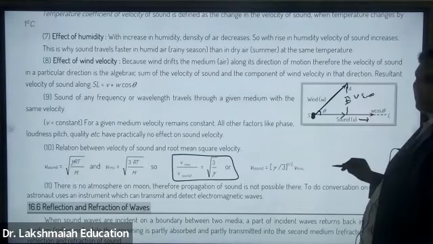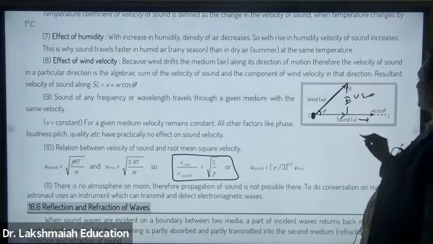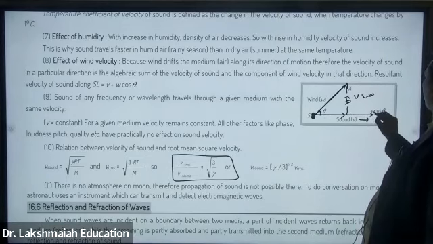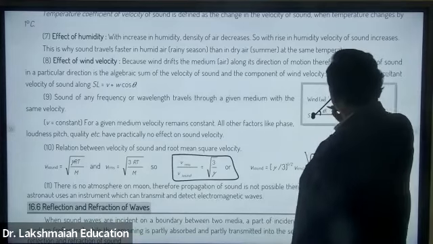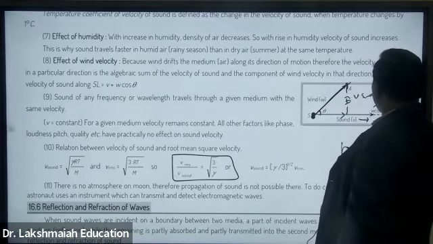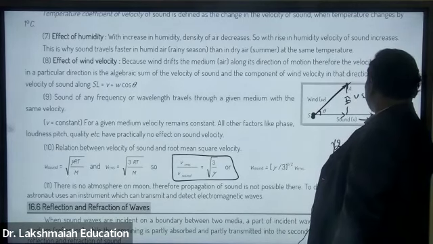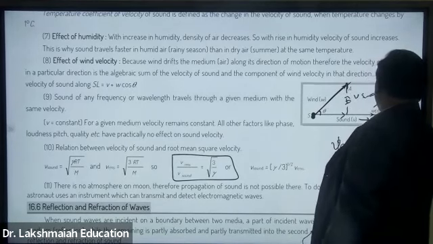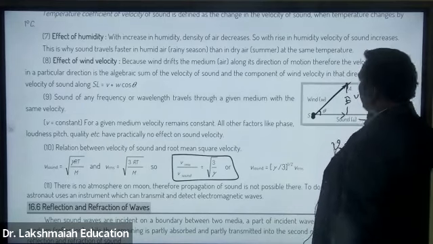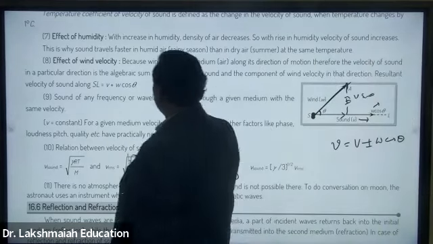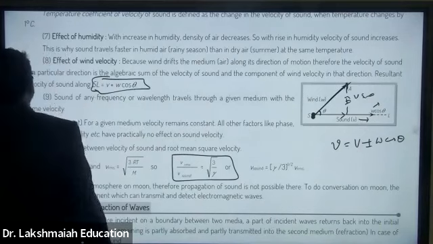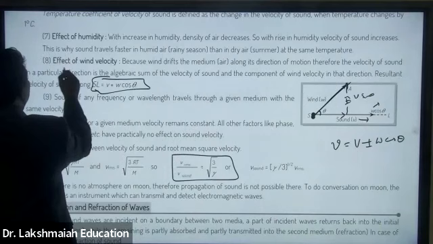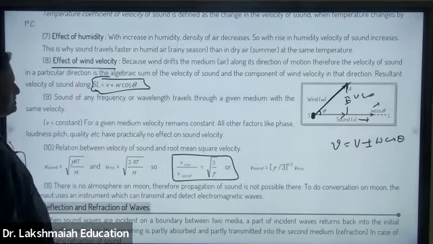So the vertical component gets cancelled. You have only W cos theta. Then the velocity of sound you can write as V plus or minus W cos theta. What is W? That is the wind velocity. So if the wind is given at some angle, then the effective velocity of sound is equal to V plus or minus W cos theta, depending upon the direction of the wind. So that also you can consider. See here, this is V plus W cos theta. Effect of wind velocity.